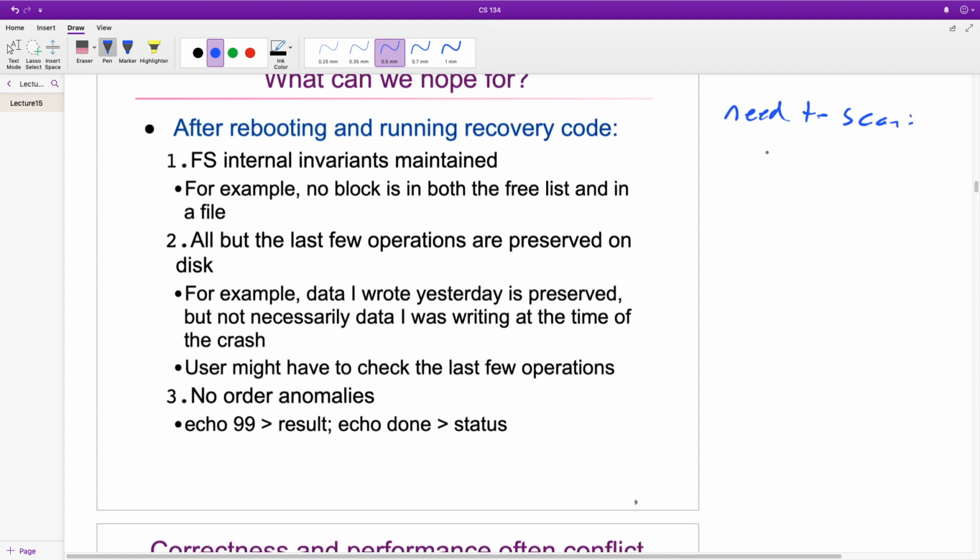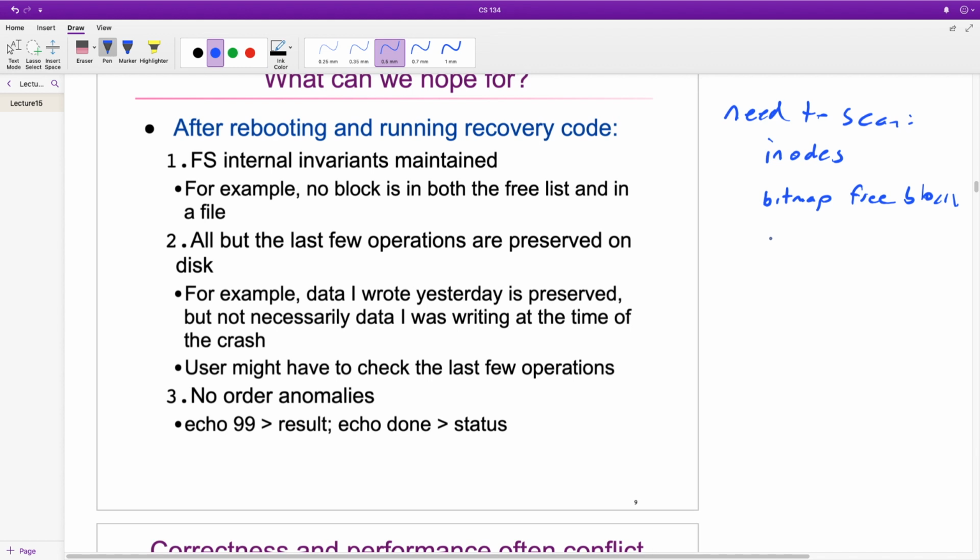Do we need to scan inodes? Yes, because we need to check which ones say they're in use, which ones say they're free, and also which blocks they refer to. Do we need to scan the free block bitmap? Yeah, because we need to see whether it agrees with the inodes, as to what is the real truth of what is in use.